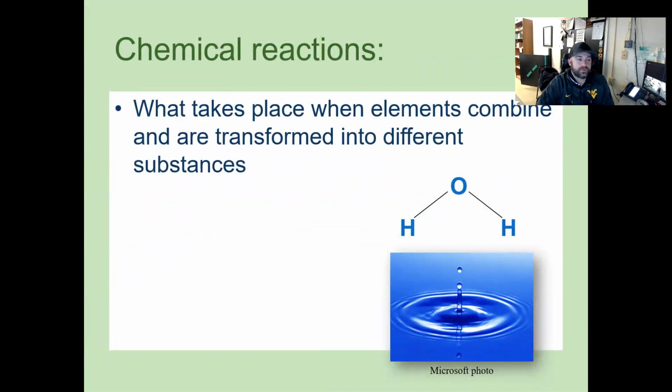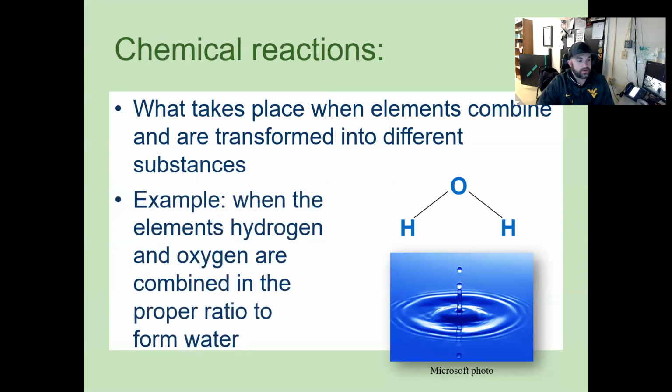So some chemical reactions. What takes place when chemicals combine and are transformed into different substances? An example here would be when the elements hydrogen and oxygen are combined in the proper ratio to form water. So for you folks that don't know, water is known as H2O.